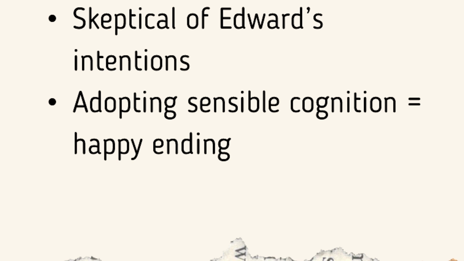But in the end, she only reaches a happy ending through marriage by adopting the sensible cognition. So while her character over time only uses very logical reasoning, in the end, it's only whenever she allows herself to show some emotion that she's able to be married to her true love.